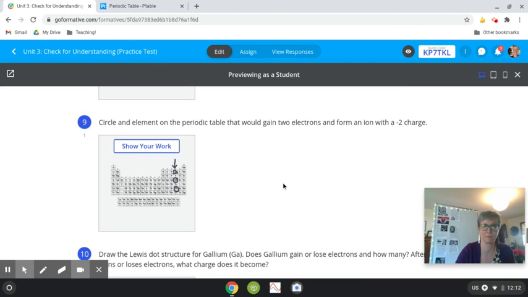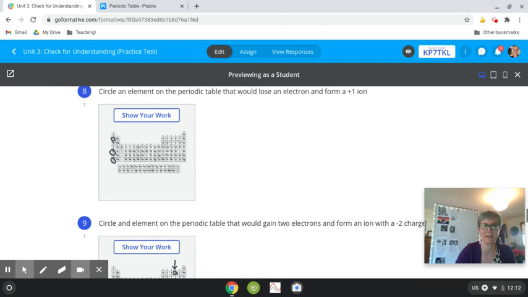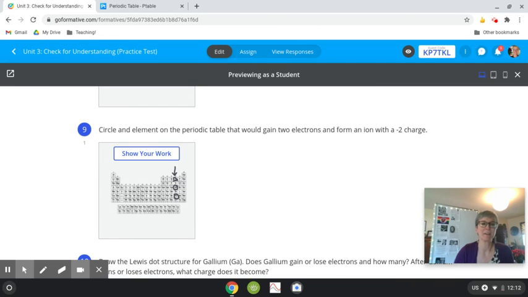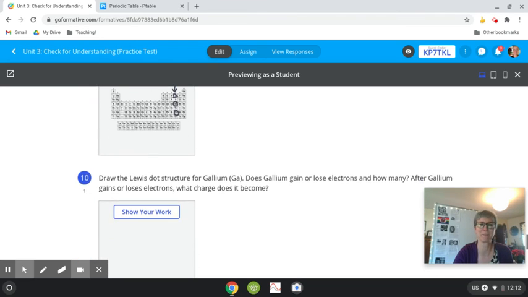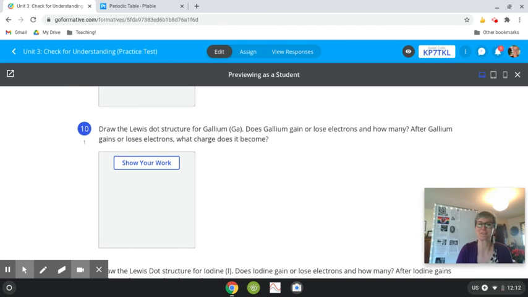I just circled. I just think that will be edited whenever you see it. Number 9, circle the element on the periodic table that would gain 2 electrons and form an ion. Oh, excuse me. Number 10, draw the Lewis dot structure for gallium.